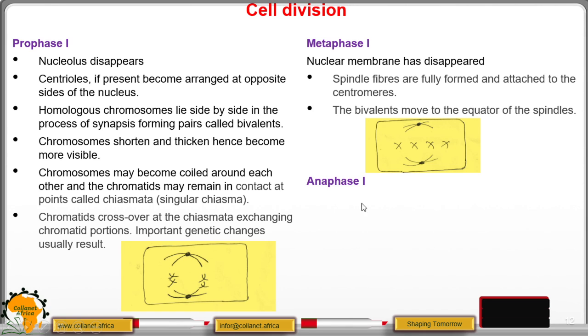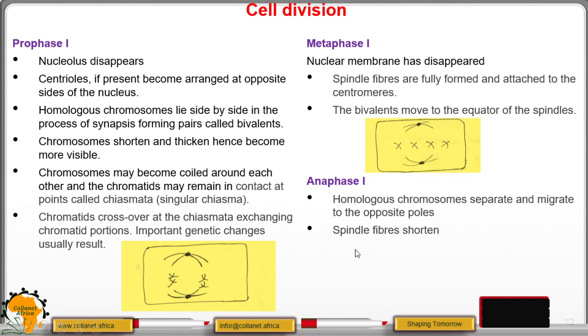Then during anaphase 1, we have homologous chromosomes being separated and then migrating to the opposite poles, and then the spindle fibers become short. So the homologous chromosomes are at the poles here.